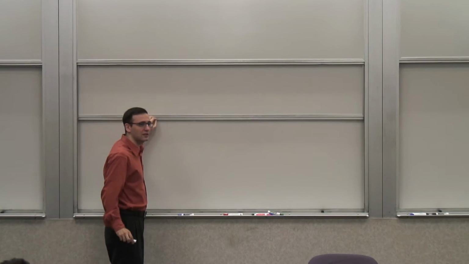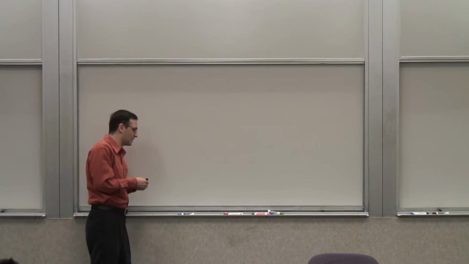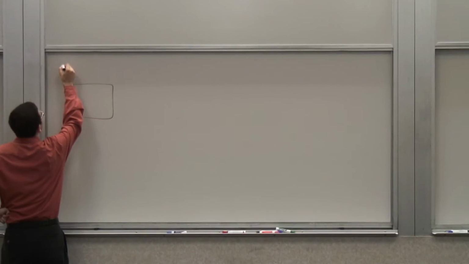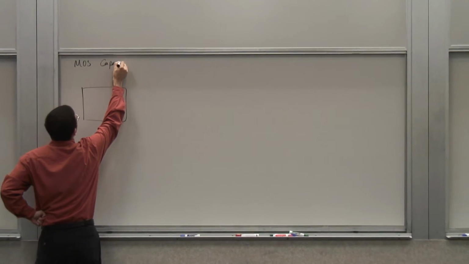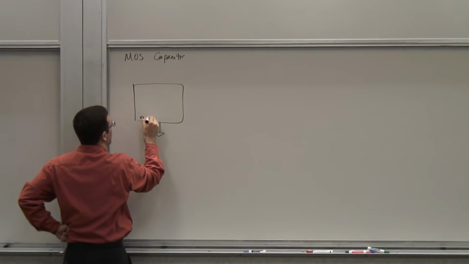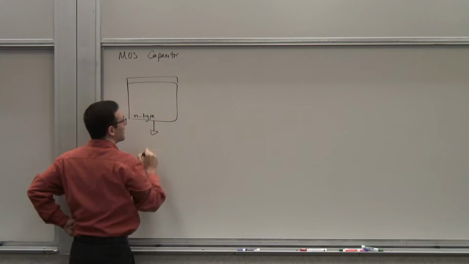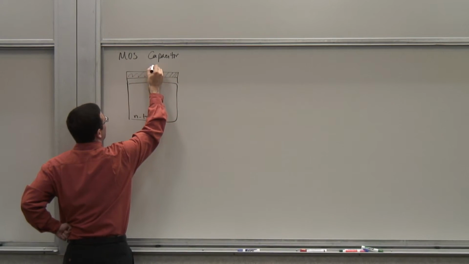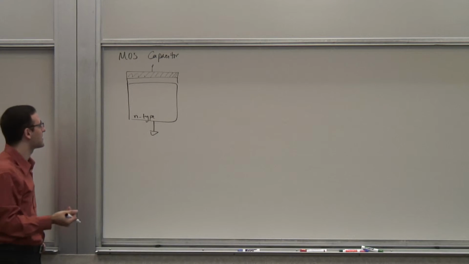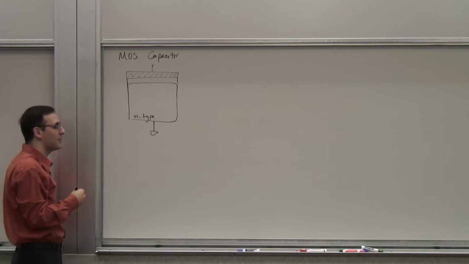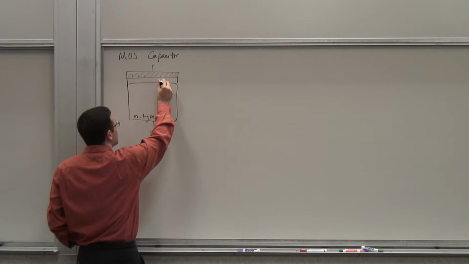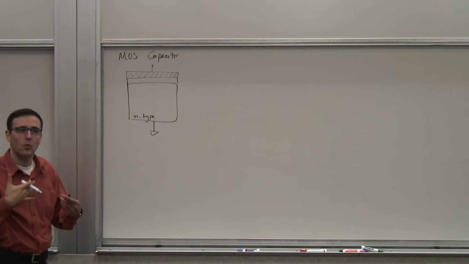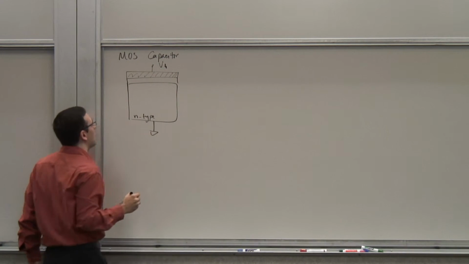So last time we started talking about the MOS-capacitor. What we saw is that we started with a MOS-capacitor where we had an N-type semiconductor. We had a piece of insulator, usually silicon dioxide, and we had a conductor. We called it metal, but it's typically nowadays made out of highly doped polysilicon. Anyway, it's a conductor, insulator, and semiconductor combination.